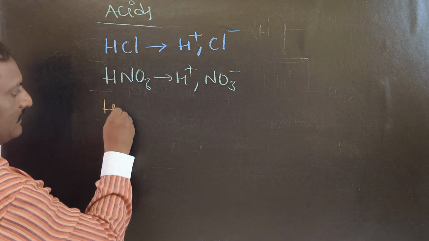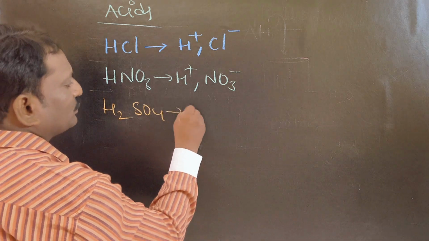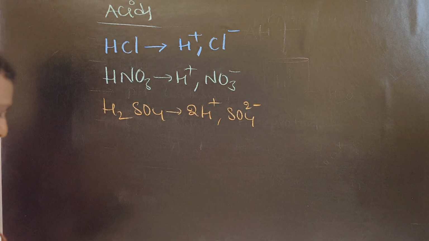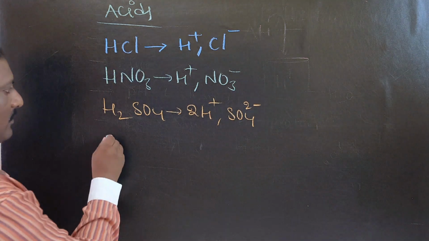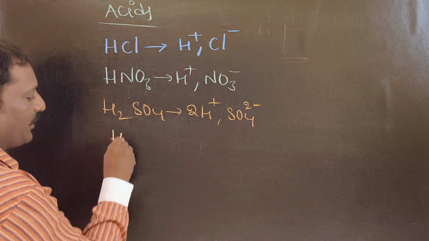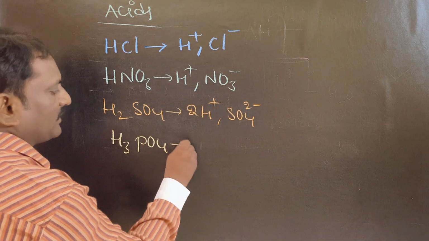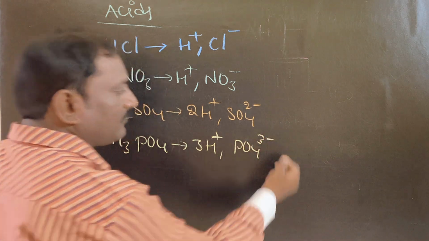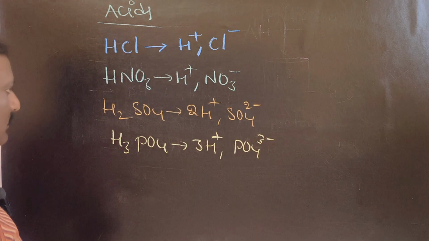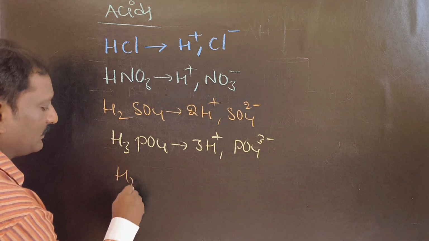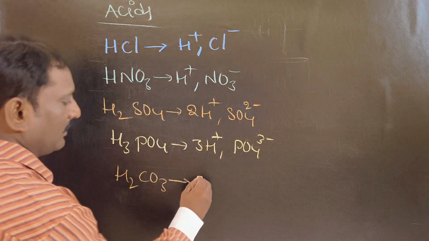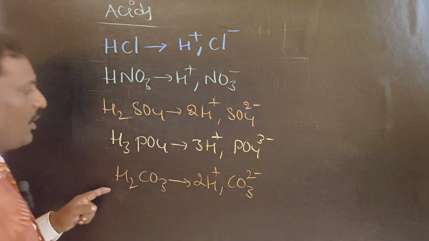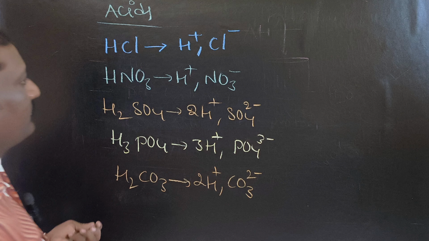Sulfuric acid, H2SO4, gives 2 H plus ions and 1 sulfate ion when dropped in water. Next one, phosphoric acid, H3PO4, splits up into 3 H plus ions and 1 phosphate ion. Next one, carbonic acid, H2CO3, gives 2 H plus ions along with 1 carbonate ion.